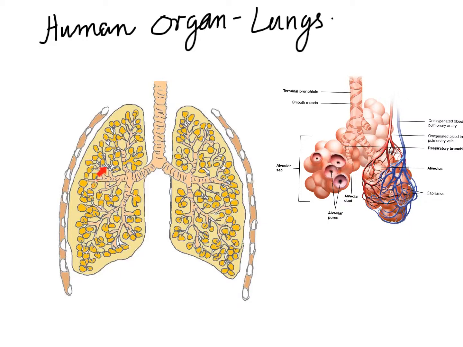These tiny air sacs, there are around 300 million of them. When I say air sacs, I mean alveoli. One of them is called an alveolus, and if you're talking about all 300 million of them, roughly, we call them alveoli in the plural.